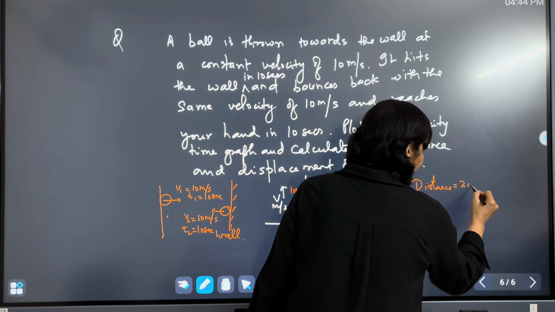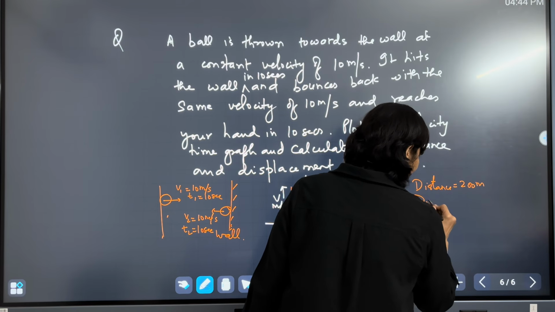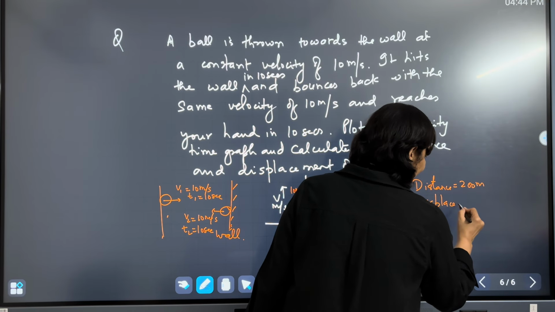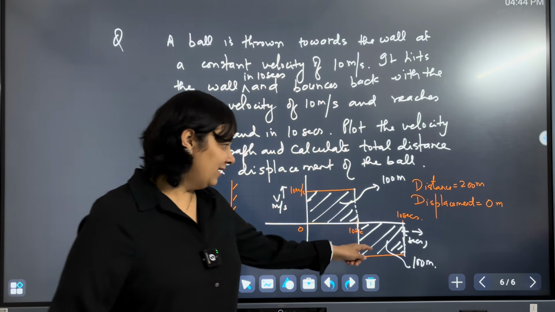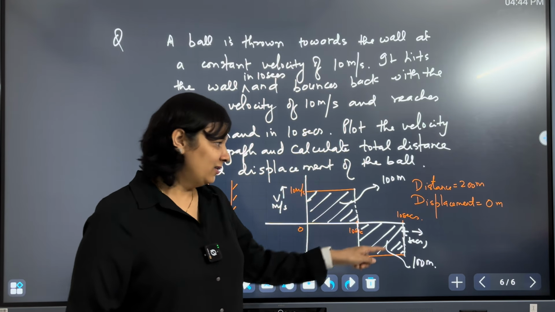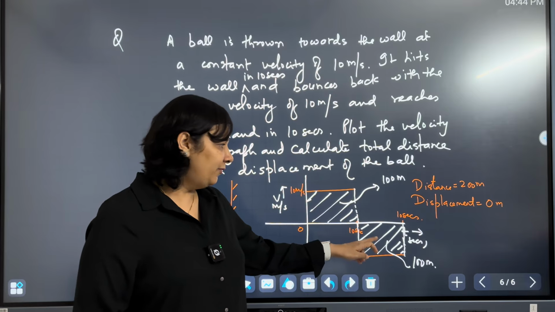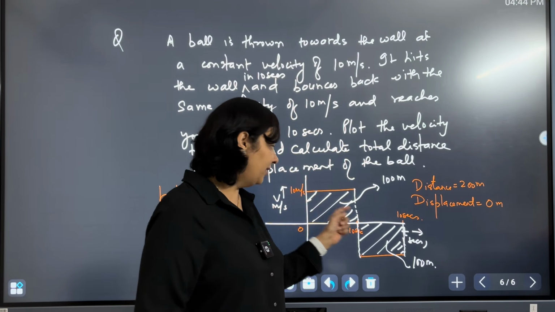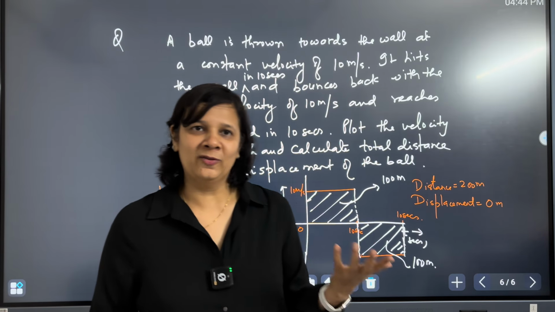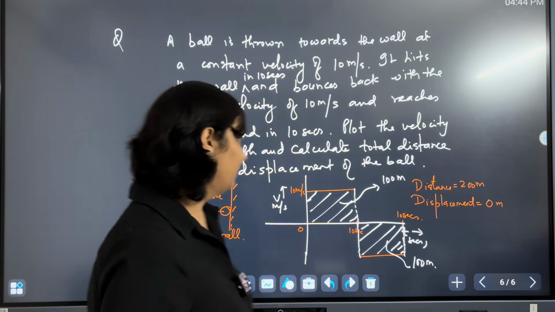So from this it is obvious, you can calculate that the distance covered by the object is 200 meters, whereas the displacement is 0 meters, right? Because this is negative, it is in the opposite direction. So for displacement calculation, we have to take area with negative sign. So this 100 minus 100 will give you 0 displacement.